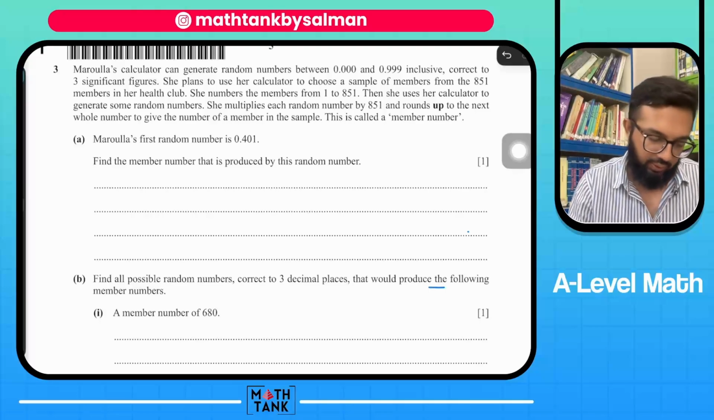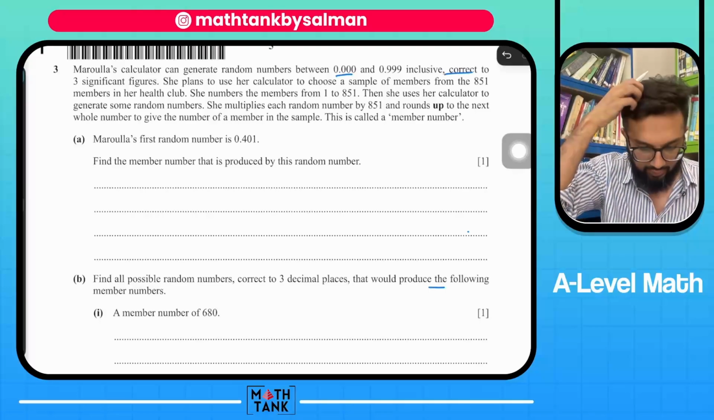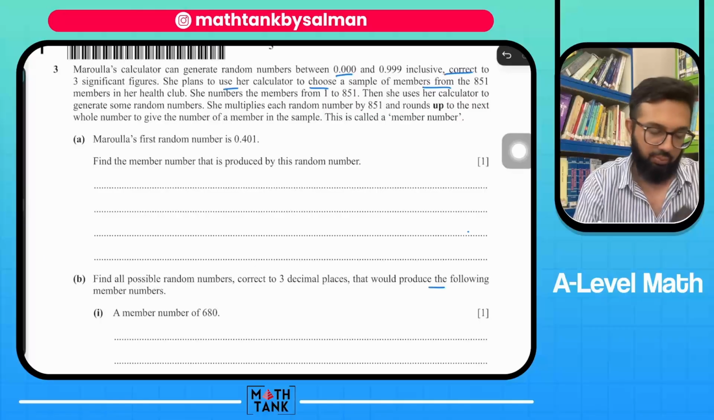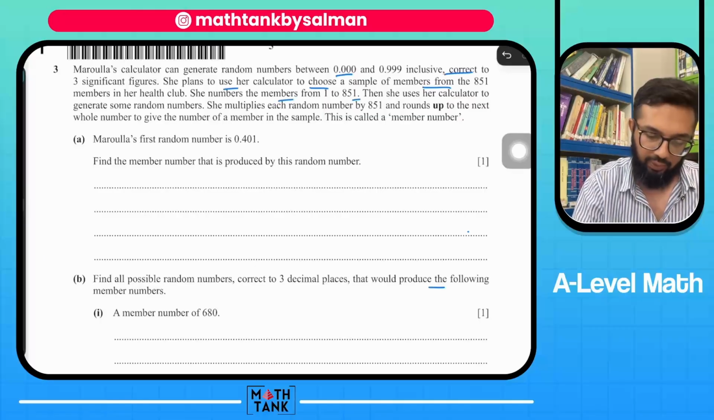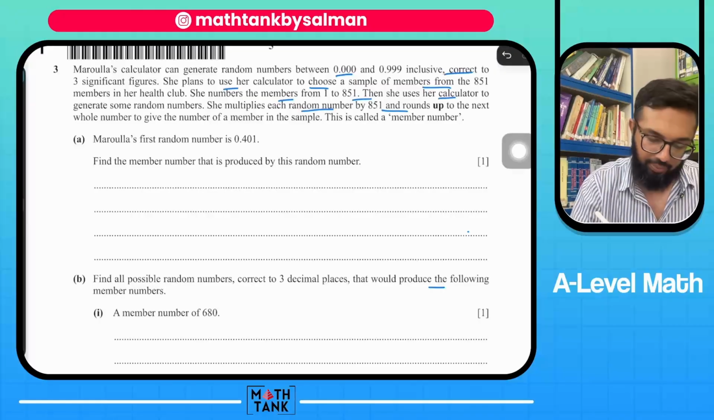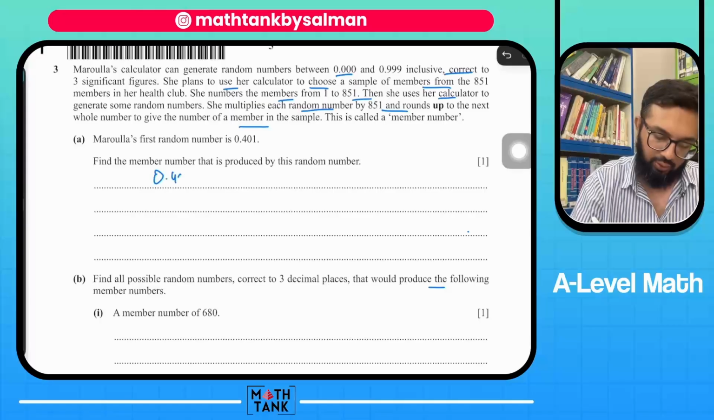Okay, let's look at question 3. Marula's calculator can generate random numbers between this and that, correct to three decimal places. She plans to use her calculator to choose a random sample of 851 members in her health club. She numbers the members from 1 to 851. Then she uses her calculator to generate some random numbers. She multiplies each random number by 851 and rounds up to give a number from the sample. This is called a member number. So find the member number that is produced by this.